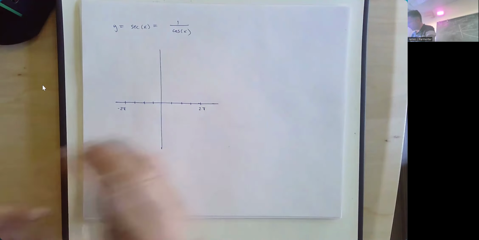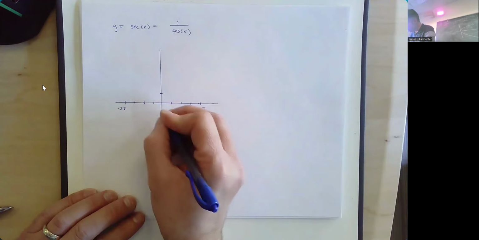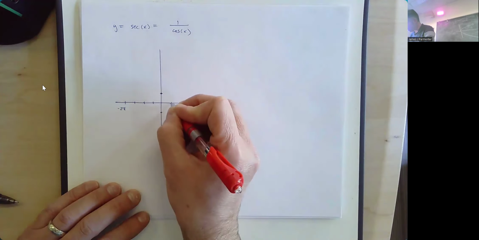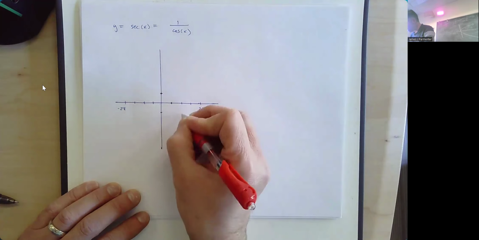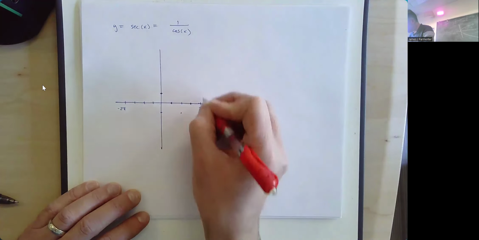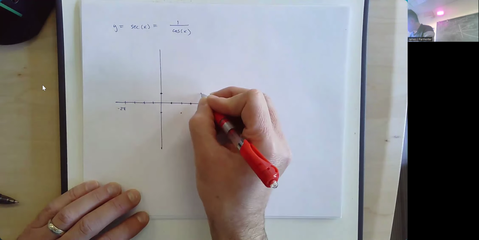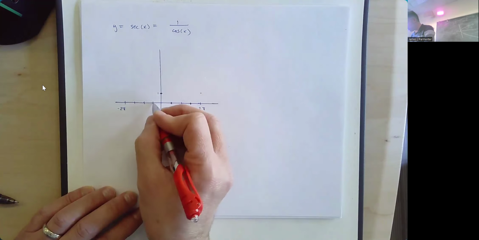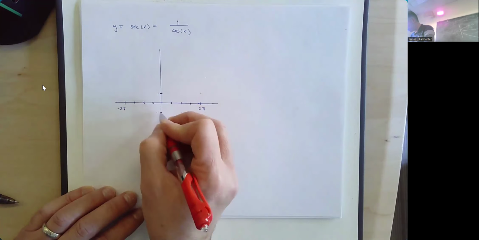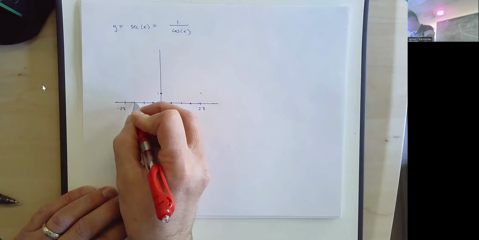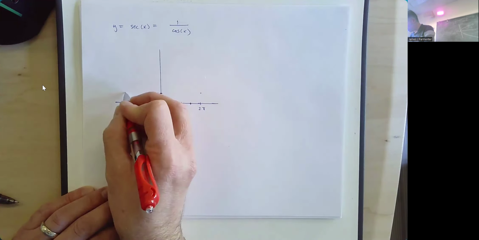So cosine of 0 is 1. Cosine of pi over 2 is 0. Cosine of pi is -1. Cosine of 3 pi over 2 is 0. Cosine of 2 pi is 1. I guess I could label these as well. And then same to the left. Cosine of negative pi over 2 is 0. Cosine of negative pi is -1. Cosine of negative 3 pi over 2 is 0. Cosine of negative 2 pi is 1.